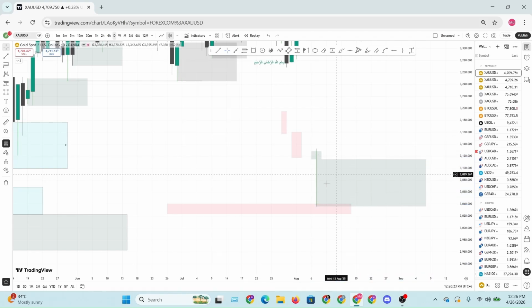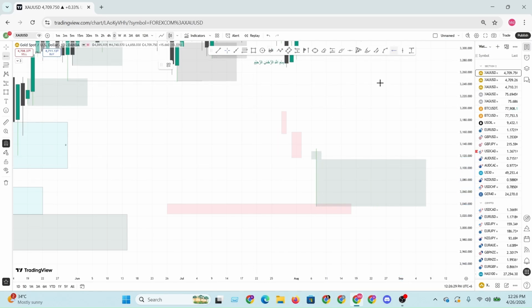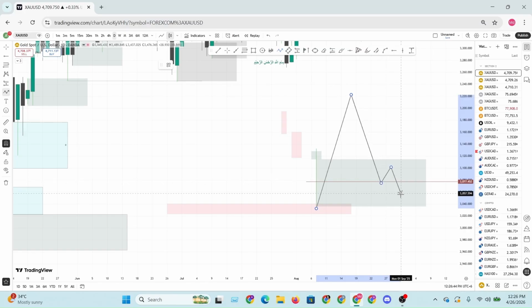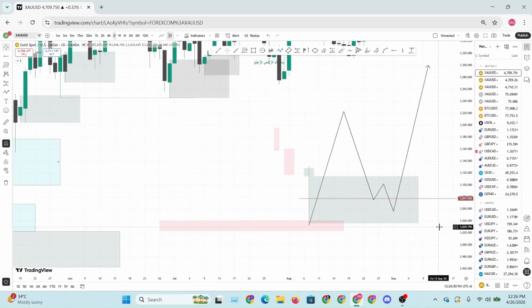Okay, this rejection we mark as a rejection block. The 50% area of this rejection block is important. Why? Because the market will again come to this level, this 50% or 75% area, and from there the market will go upside. So this is a rejection block.